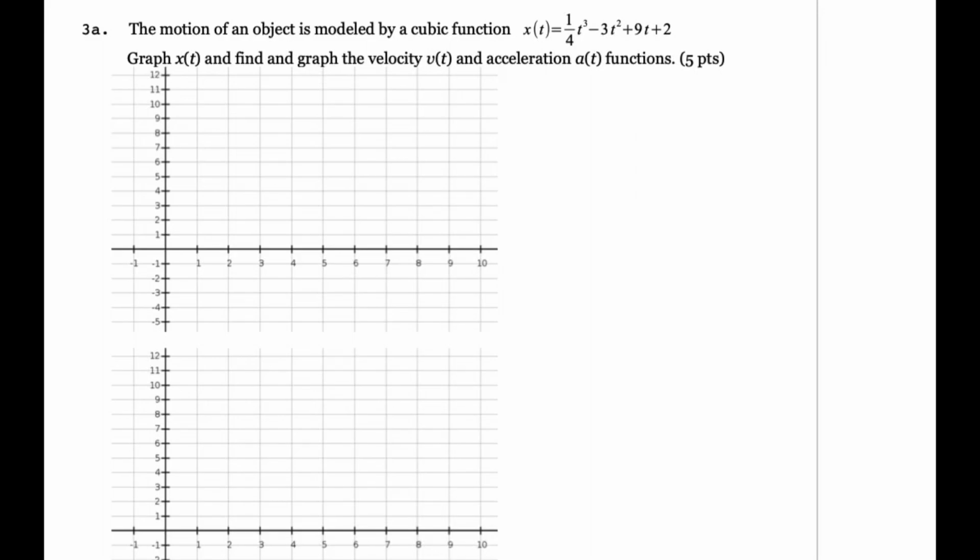The motion of an object is modeled by a cubic function x of t equals 1/4 t cubed minus 3t squared plus 9t plus 2. We want to graph the function x of t and find and graph its velocity function and acceleration function too.